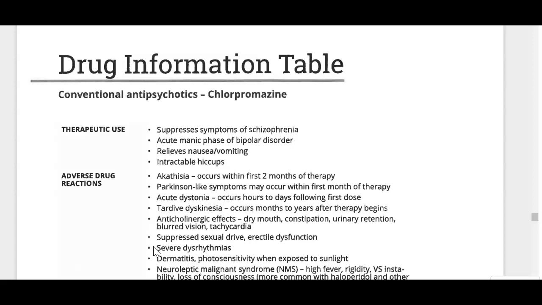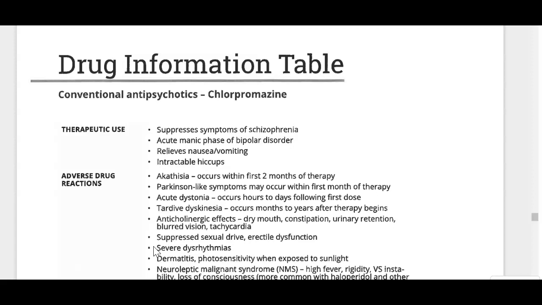Okay, so these antipsychotic medications have a wide array of side effects because they act on lots of different receptor sites. They're not as selective as the antidepressants and anti-anxiety medications. They are acting on lots of different neurotransmitters, lots of different receptor sites in the brain.